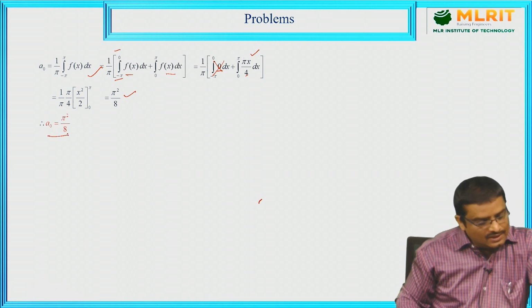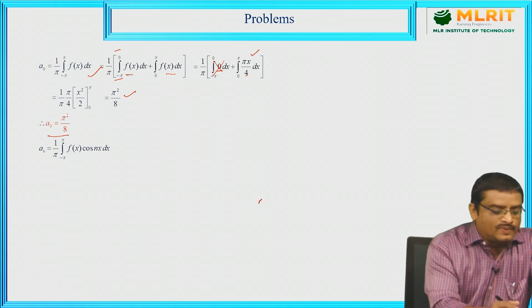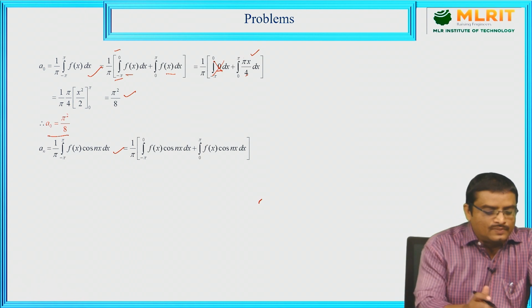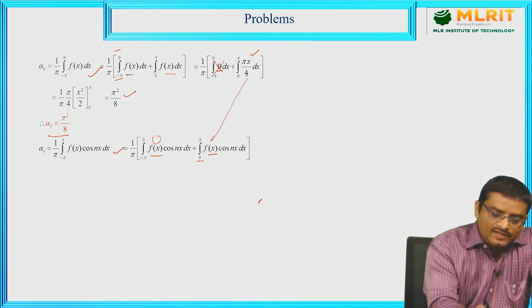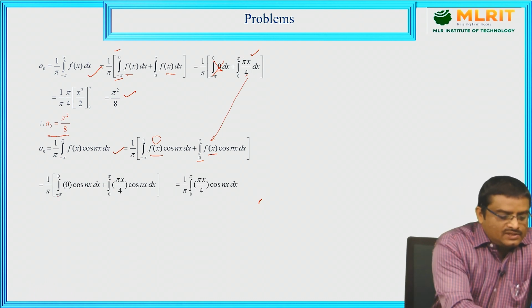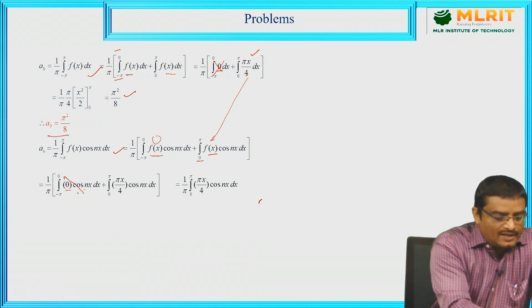Now similarly take the next coefficient, that is an, which is given by 1 by pi integral minus pi to pi f of x into cos nx dx. Similarly you divide this integral limits minus pi to pi into two subintervals. One is minus pi to 0 and the next one is 0 to pi. In those two intervals you substitute the values of f of x here, that f of x is equal to 0, and in the second condition f of x is defined by pi x by 4. As usual, since inside the integration we are having 0, 0 into anything equal to 0, integral of 0 is 0, so we can neglect this first integral.